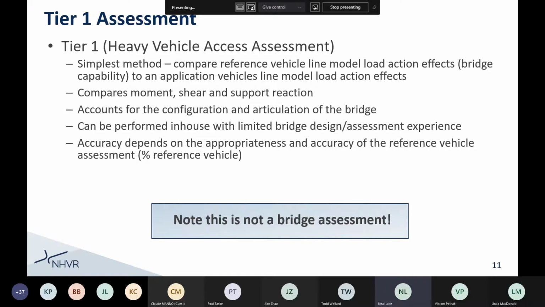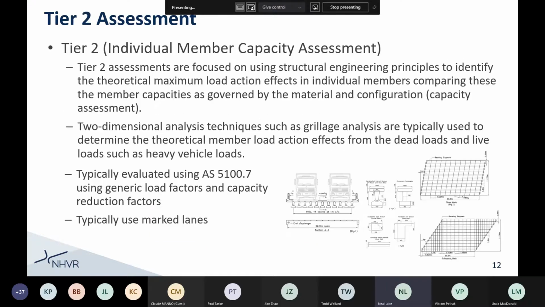Right, so that's what Tier 1 assessment is in a nutshell. Tier 2 assessment is a little bit different. Now we're getting into the realm of the processes that we would use when we typically design a bridge. And when we do that, we look at the individual capacities of members and compare them to the loading actions that we think would occur in those particular members. By individual members, I mean each individual girder, segments of the slab, the headstock and the piers. All those things are looked at at an individual level.